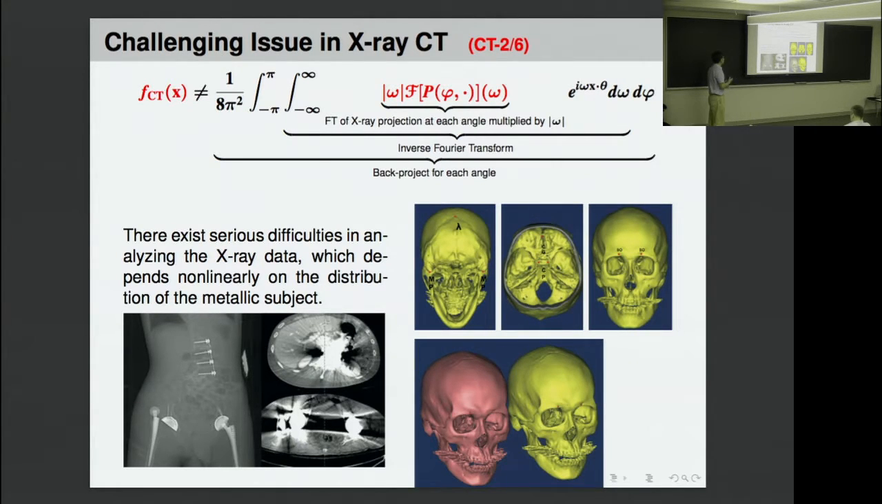So there exists a serious difficulty in analyzing X-ray data, which depends nonlinearly on the distribution of the metallic object. This is a recent challenging issue. Twenty years ago, very few people had metal, so metal was not a serious problem. Right now, everybody has metal.